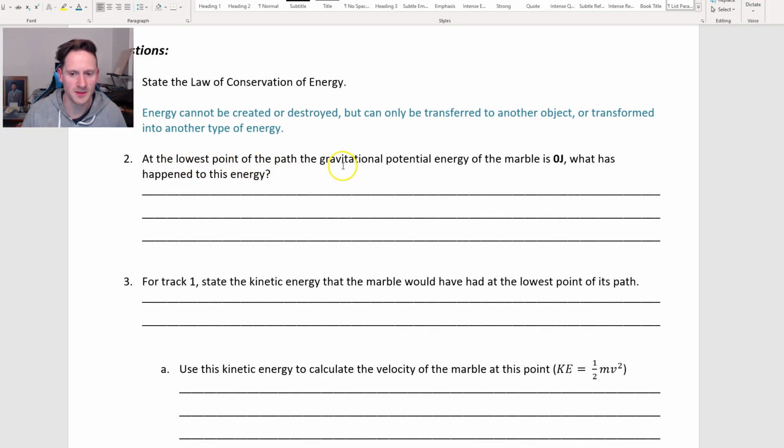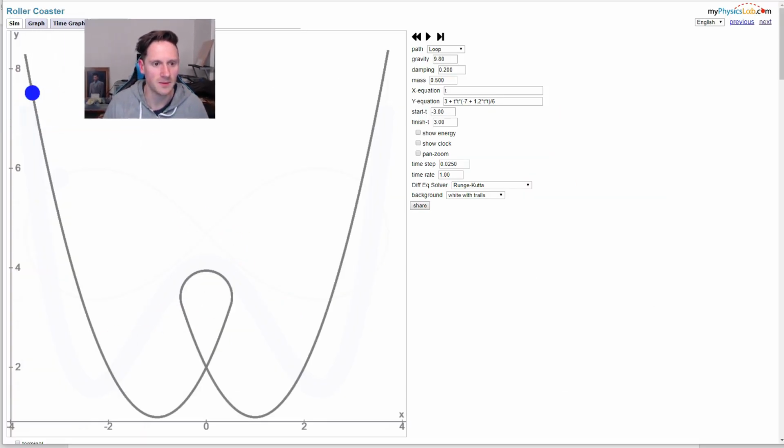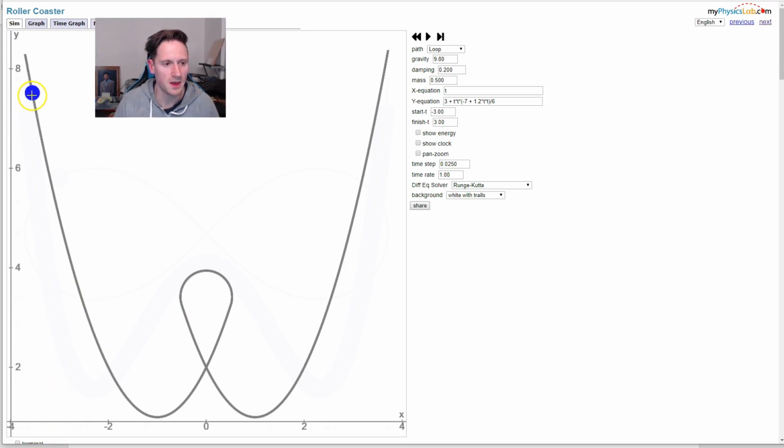At the lowest point of the path, the GPE of the marble is 0. What has happened to its energy? So this is the key concept here. If I go back to my simulation here, when this goes down, it has maximum GPE. When it goes down, it speeds up, and that's when the GPE is being converted to kinetic energy, faster, faster, faster. And when it gets to the bottom, that's when its speed is at its highest, and the GPE is at the lowest, because if there's no height, then there's no GPE if something hits the floor, okay?